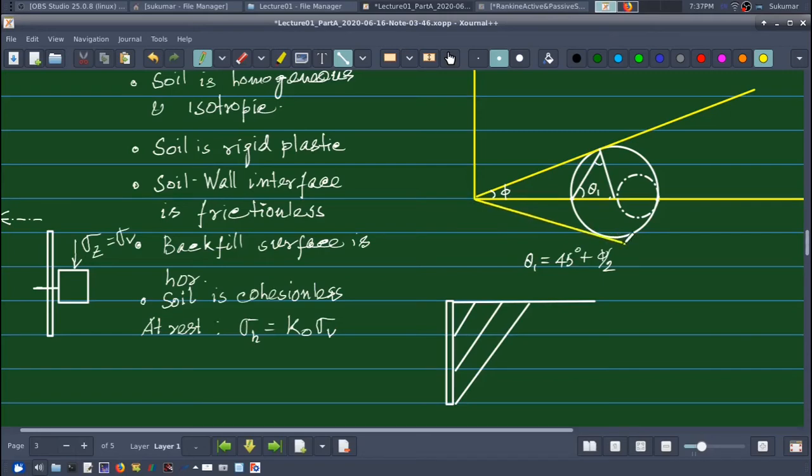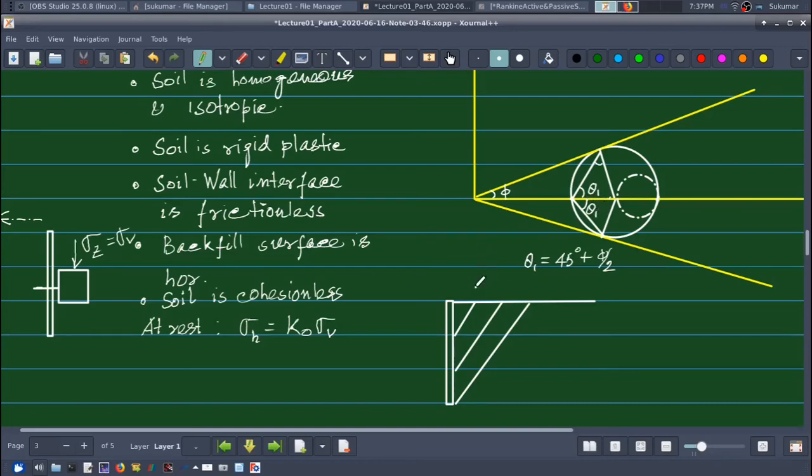Say this is my Mohr-Coulomb failure envelope. So I have a similar point here, I have a similar point here at 90 degrees, and this is another set of failure planes. Sorry, having the same angle θ1, and this is my θ1 again.